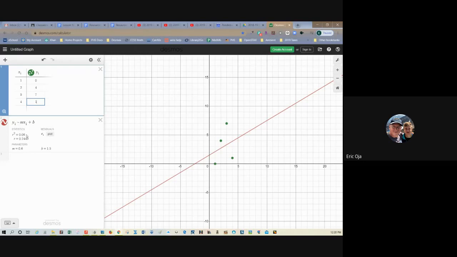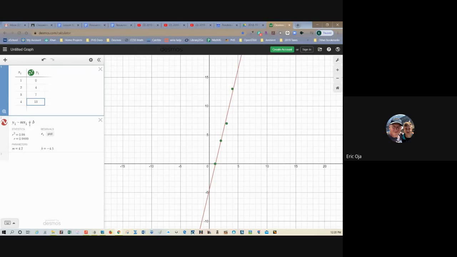This one's only 6% accurate. It's a horrible fit, right? Okay, you get the idea? So that's all they're wanting you to do. And now if you want to do a different type, they'll have you do some other types of regression. Like they might have you do a quadratic regression.